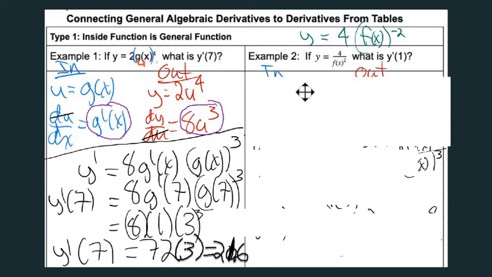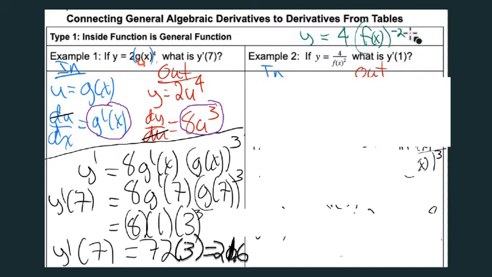So the next one is y equals 4 divided by f at x squared. And we want to figure out the tangent slope if x is 1. Okay, so I'm defining this new function in terms of f at x. So the first thing I want to do is write it with a rational exponent. Like I bring it up to the top, and I use -2.